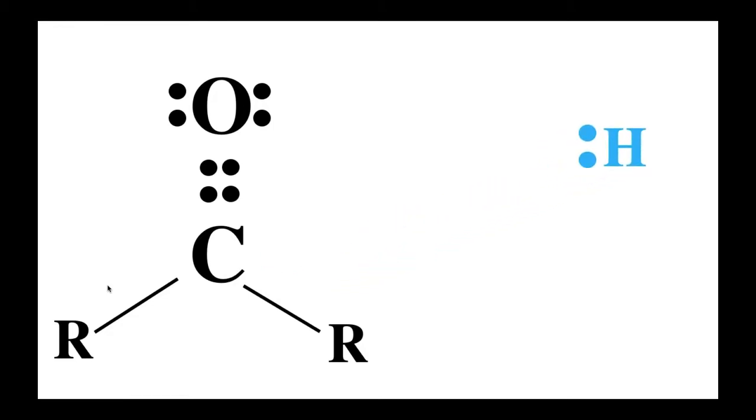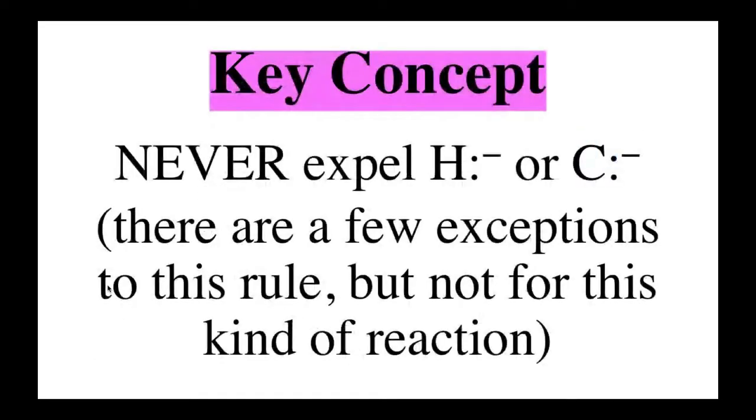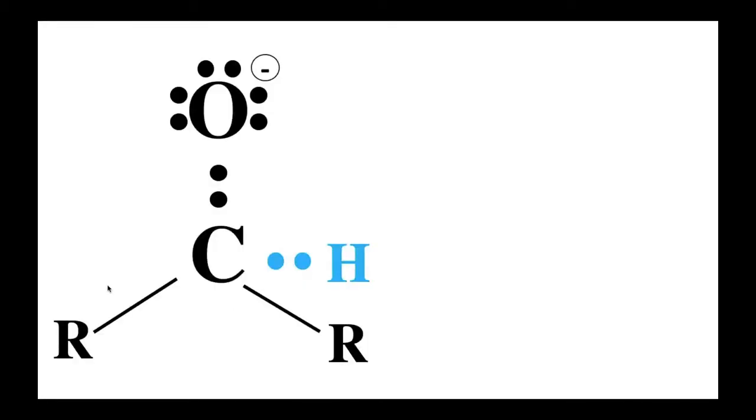But let me tell you something, students. This will not happen. You will never expel hydride or a carbide ion. You won't expel those. There are some reactions, however, at the very end of your chapter where this does happen, where hydride leaves or carbon with its electrons leave. But this does not happen in this reaction, not with sodium borohydride. So this structure is going to stay intact the way it is.